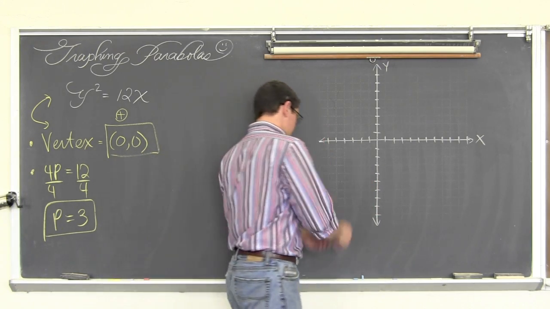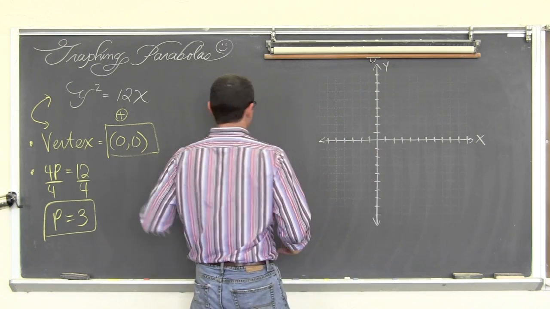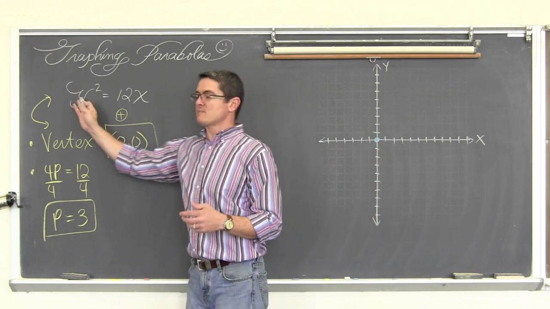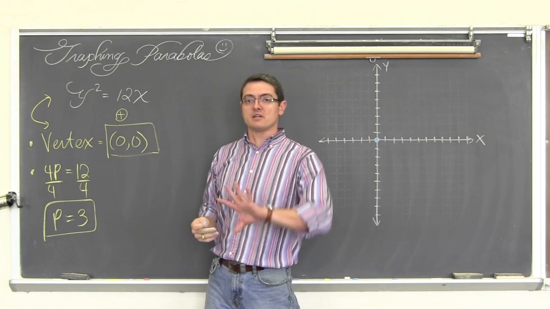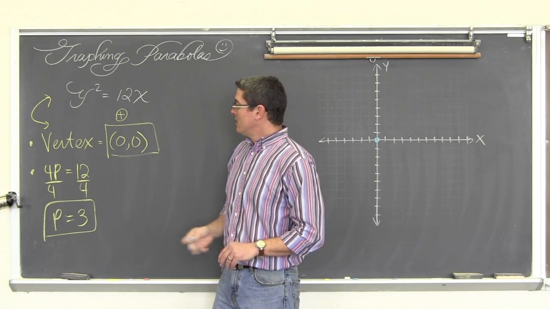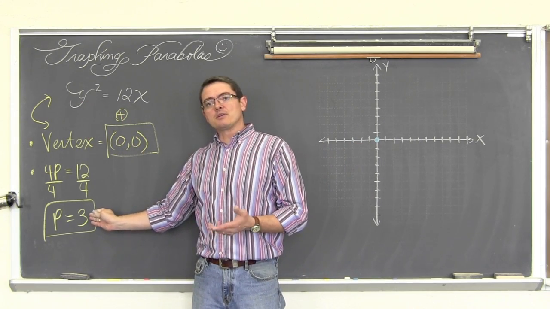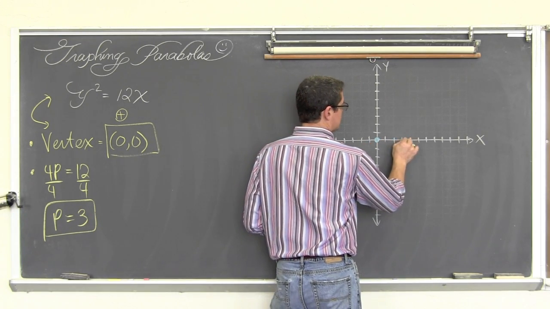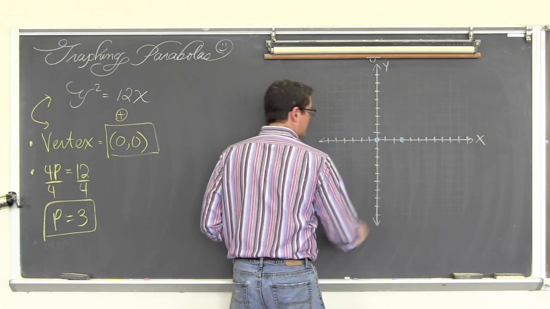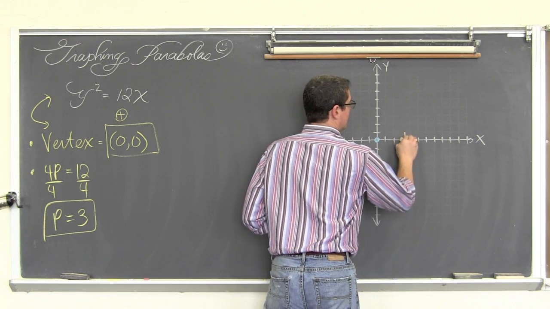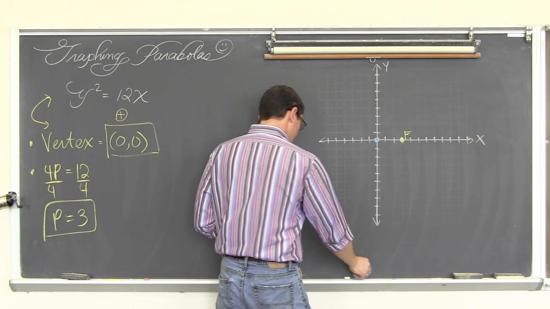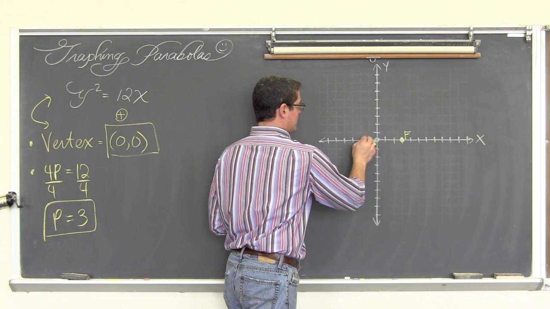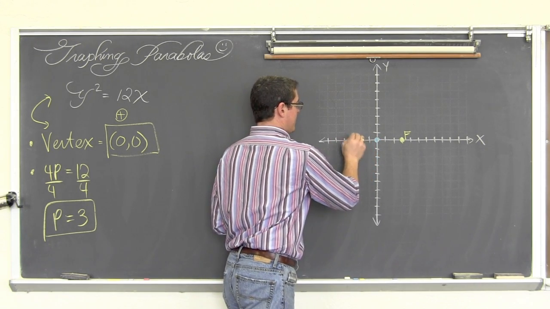So I have an xy axis here, and I have a vertex at (0, 0), and I know that because my y is squared and 12 is positive, it's going to be going to the right, and my p-value is equal to 3. So I'm going to go from the vertex to the right 3 places, and place, for teaching purposes, an F here for focus. And then I'm going to go back 3 places, 1, 2, 3, and just temporarily make a little mark.